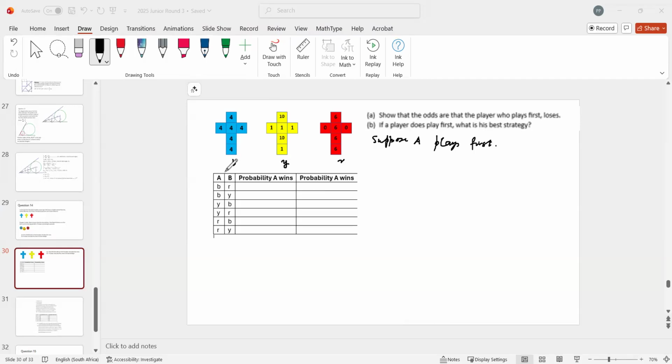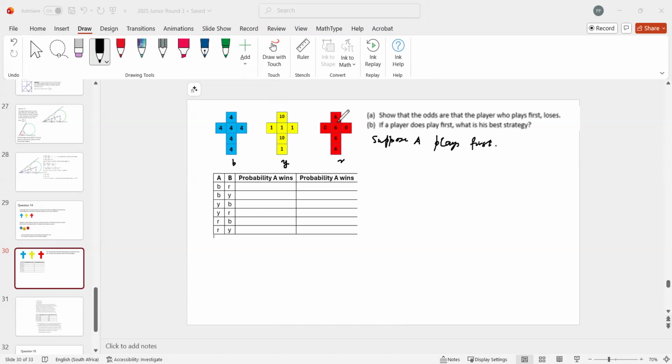Now listen carefully. The probability that A wins is what? See, if he plays B, he's going to get 4. And if B plays R, he will get 6 2/3 of the time, and he'll get 4 1/3 of the time.